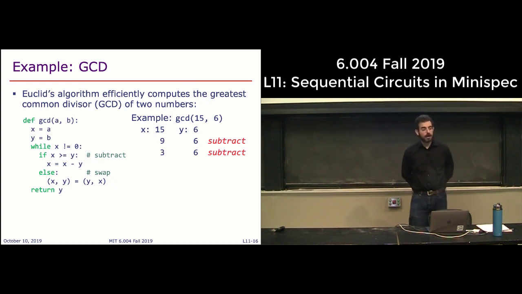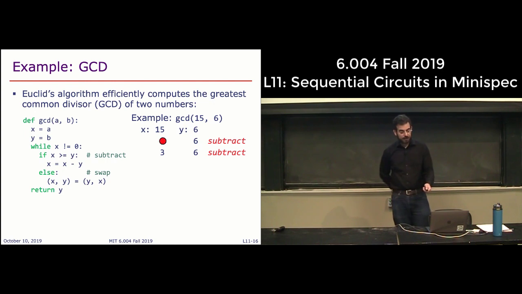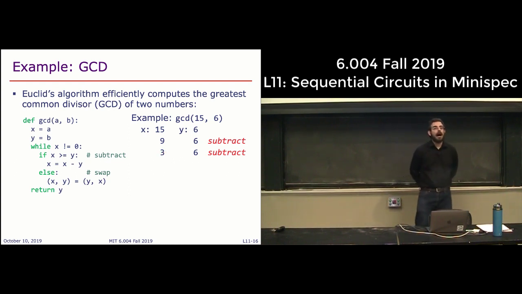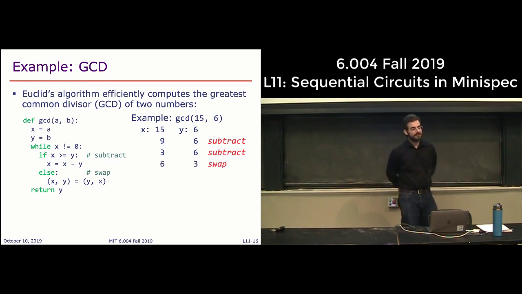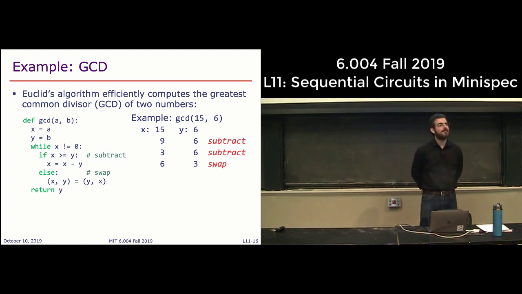Now, next iteration. Is x greater than y? Yes, still greater than y. So we do 9 minus 6, and we get 3. Now, for the next iteration, is x greater or equal than y? No, right? 3 is smaller than 6, and so we need to swap. So now we have 6, 3.